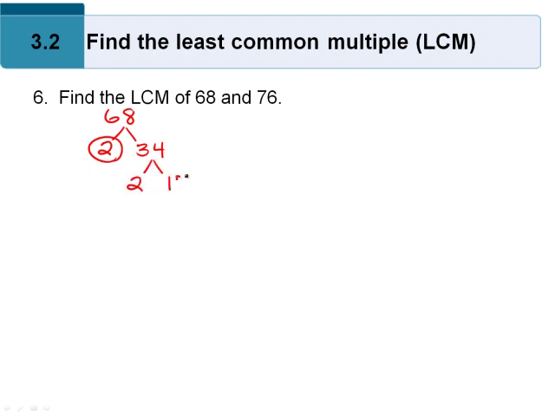And that gives me 17. 2 is prime. So is 17. So 68 is done. Okay. Now let's do 76. So once again, that's a pretty big number.